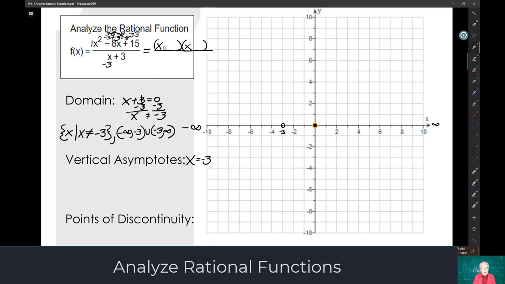So let's do this. x minus 3, x minus 5, over x plus 3. No, there is no cancellation. If this were x minus 3, then yes, there would be cancellation. Or if that were x plus 3, there would be cancellation. But they're not, so there is no cancellation. Therefore, the equation of the vertical asymptote really is x equals negative 3.